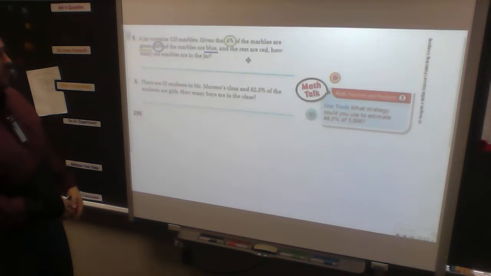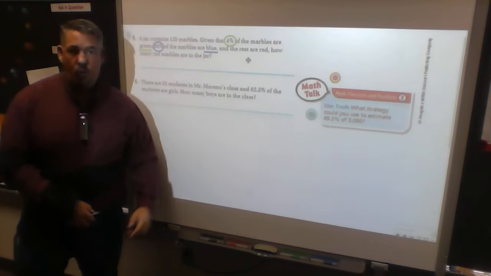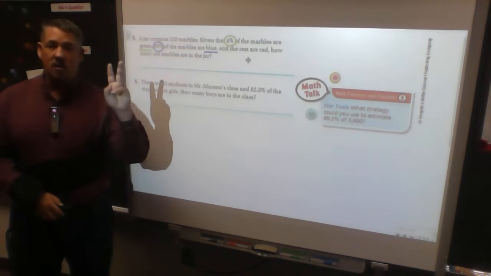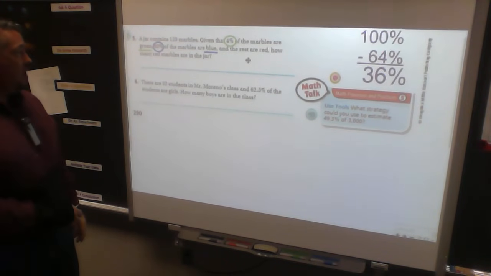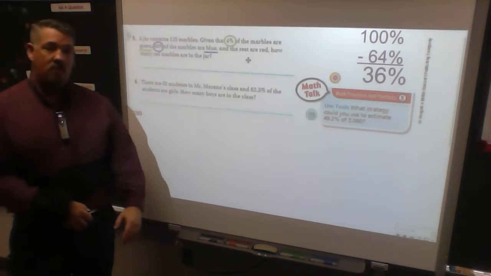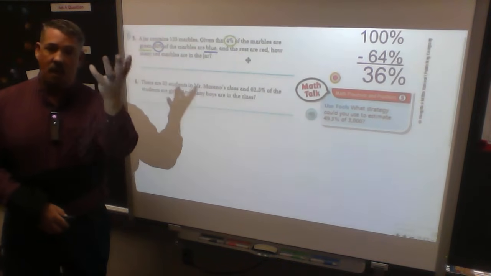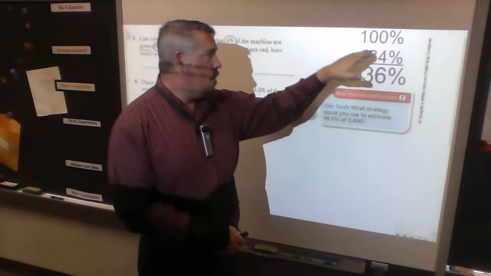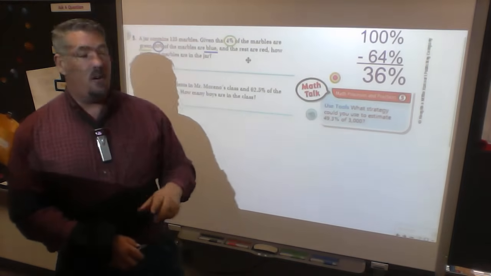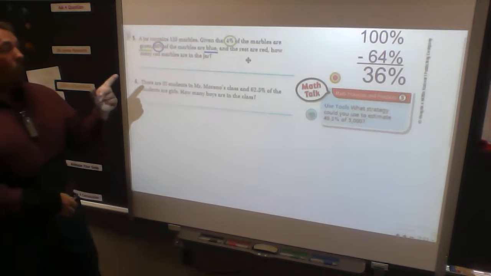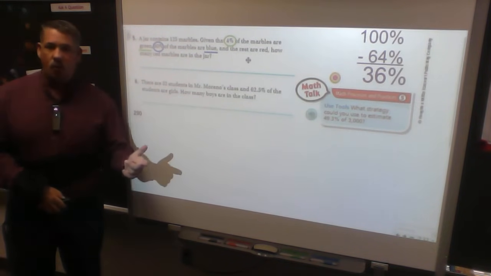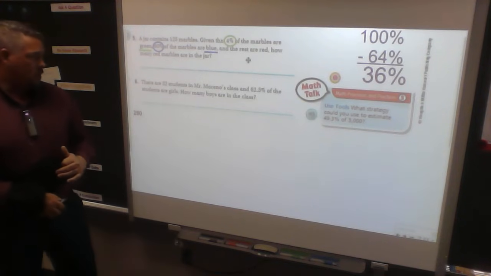The first thing I have to see is that I have 60% and I have 4%. 4% green, 60% blue. I have to put those together. Those together make 64%. I'm talking about 100% of my marbles, always 100%. So when I subtract those, I can see that the percent for the red ones is 36%. Now I can do the work. Once again, I'm going to show you both ways to do it.